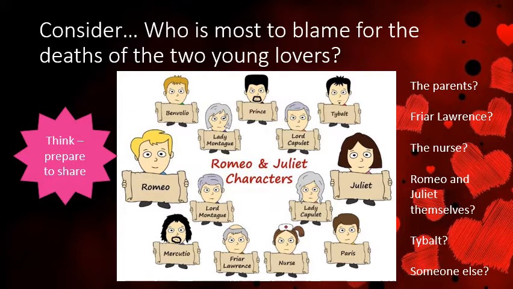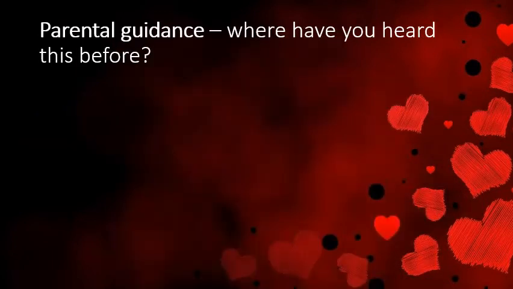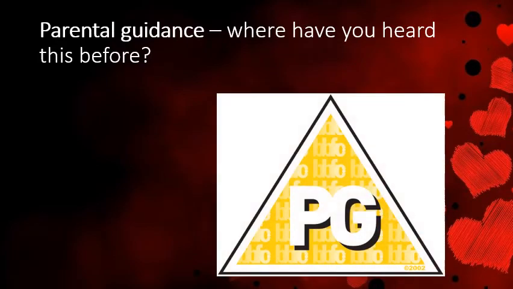Is it Tybalt? Because Tybalt seems to be one of the characters intent on continuing that feud. And when Romeo tries to settle the feud and calm things the day that Tybalt is killed, Tybalt refuses to accept that. Tybalt refuses to build any of those bridges between the two halves of the family. Or you might think it's somebody else. But whoever you think it might be, we're going to talk about parental guidance. Think about where you might have heard that before. That image might help you.